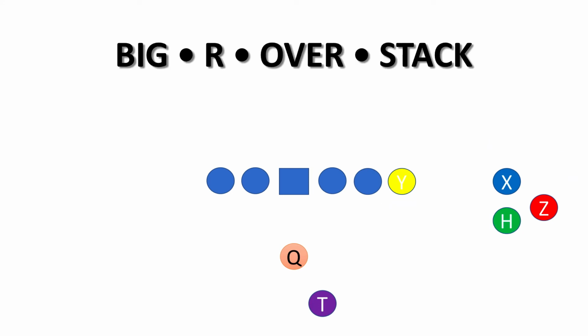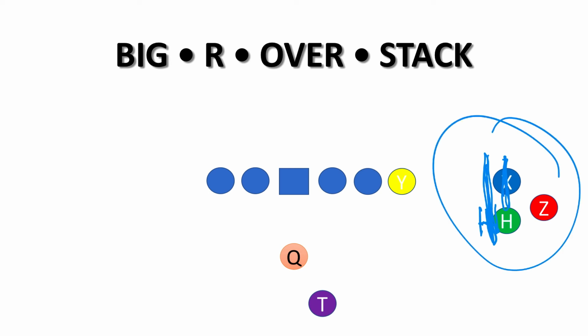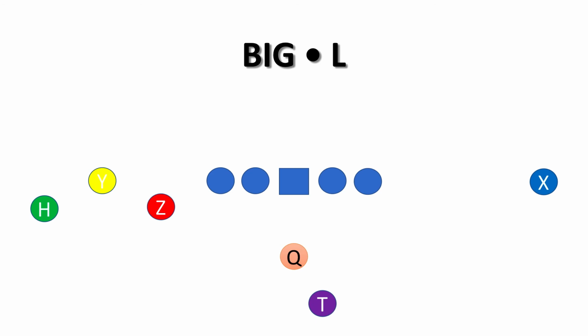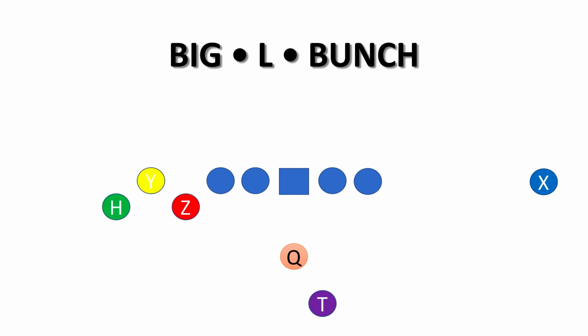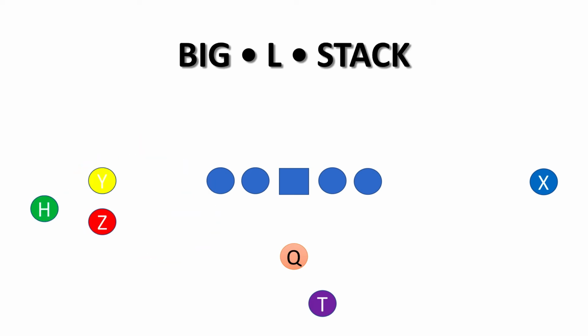Same thing, big right. And remember this H is actually splitting his midsection with his midsection, so he'd actually be like that. Okay, so we're in big, over, stack. Okay, then there's just regular old big left. So what changed? Our big guy's in the middle. Our Z came over from spread, and we're just in big left. Big guys in the middle. Big left bunch. Big guys in the middle. We're bunched. Okay, big left stack.